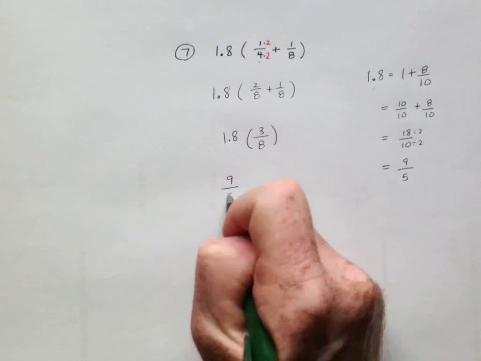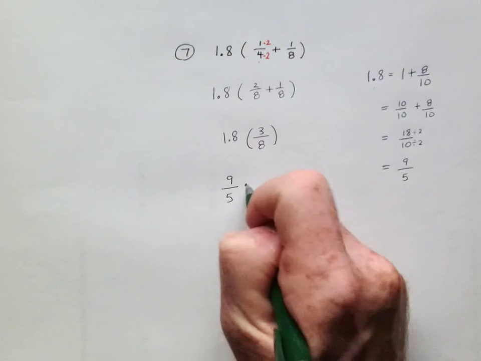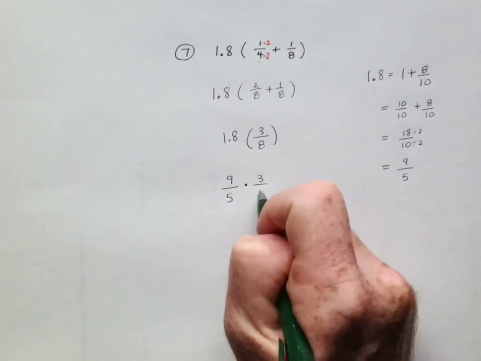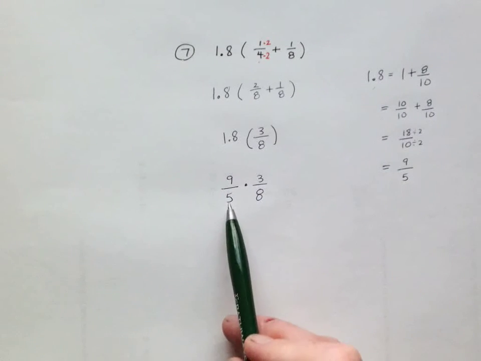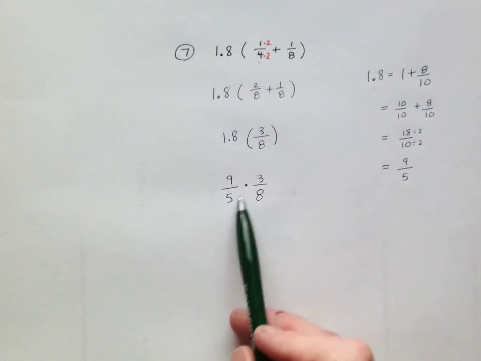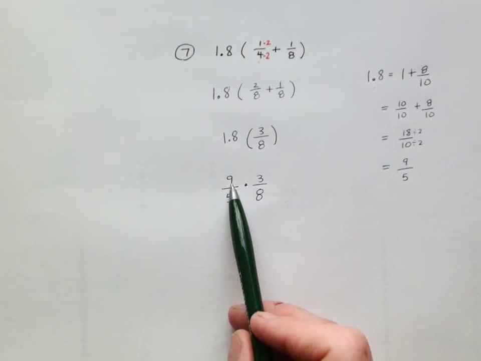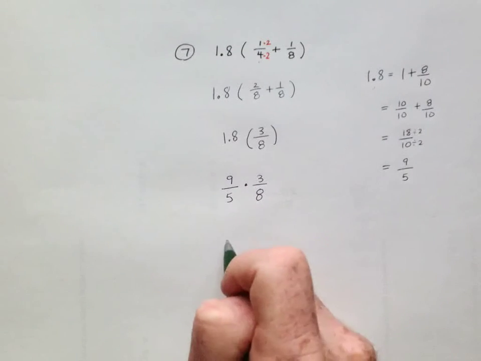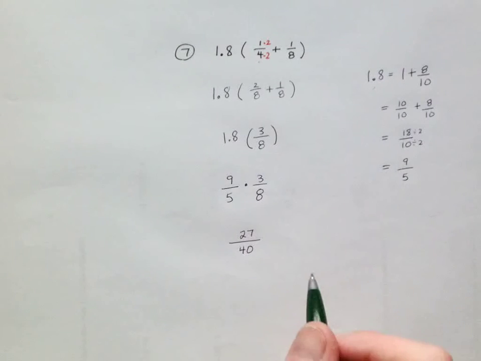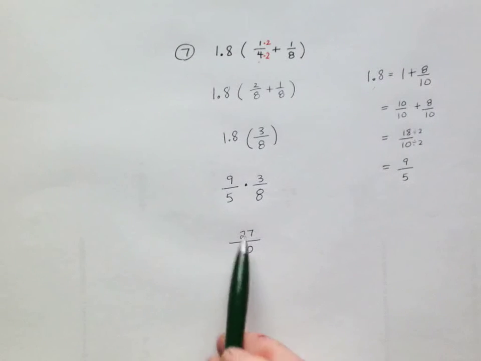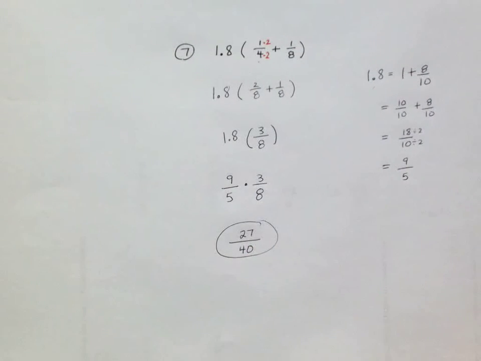So replace the first one, 1.8, with a 9/5, and then times, and I could either put parentheses or I could just say times the 3/8. And then what I would do at this point is look and see if there's any reducing. With a 5 and a 3, do they have anything in common? No. With an 8 and a 9, do they have anything in common? No. So just multiply on the top would be 27. Multiply on the bottom is 40. And then this is already reduced because I checked to see if it could be reduced over here and it can't. That means this can't be reduced.